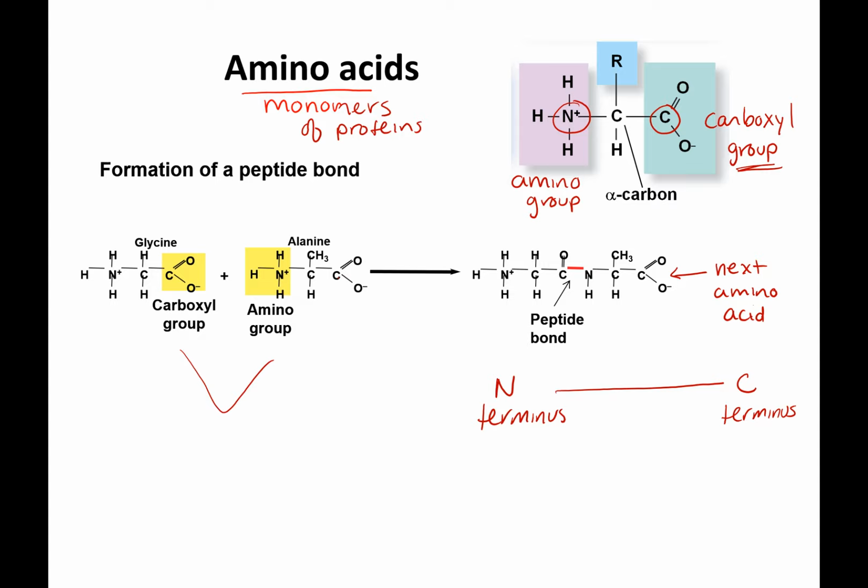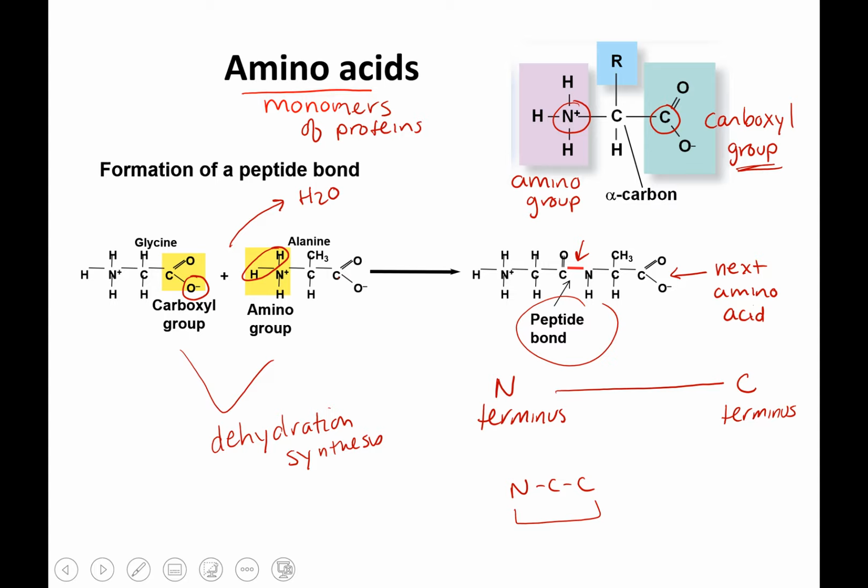They're hooked together by dehydration synthesis, and you form a peptide bond right between the carboxyl group of one amino acid and the amino group of the next. Water isn't really shown here, but you get an O and two H's. Remember to look for that repeating backbone. NCC is one amino acid, and then you connect NCC for the next amino acid. That is your peptide bond.